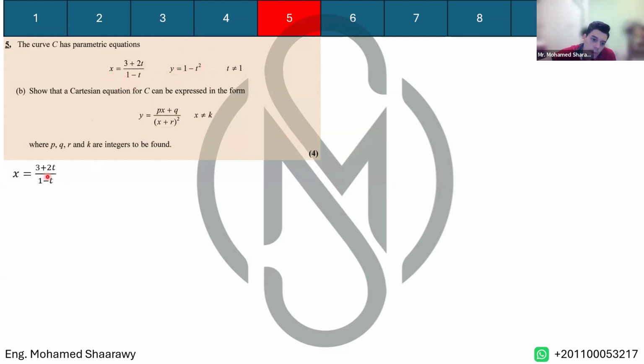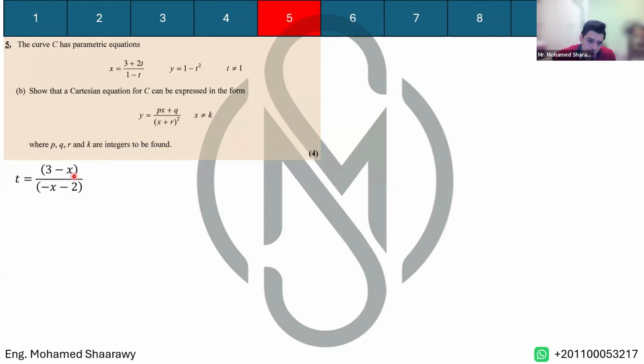So x equals (3 plus 2t) over (1 minus t), multiplying both sides by 1 minus t, expanding x. Let's move all t's to one side. So subtract both sides by 2t. Then subtract both sides again by x. I can now take t as a common factor, and divide both sides by negative x, negative 2.